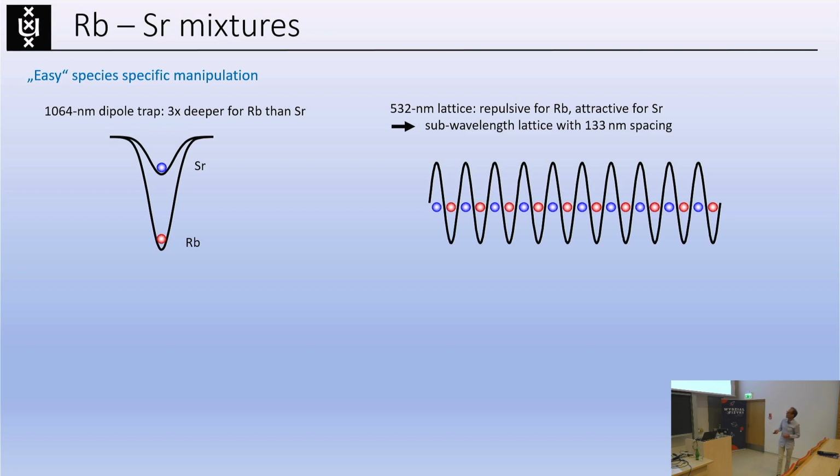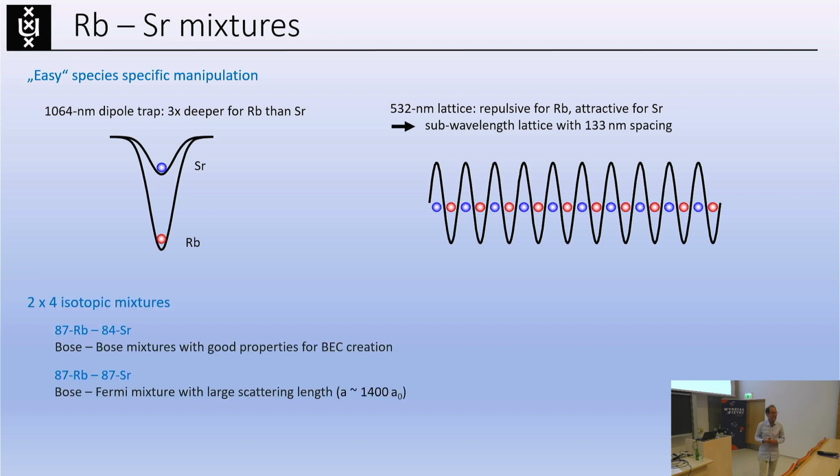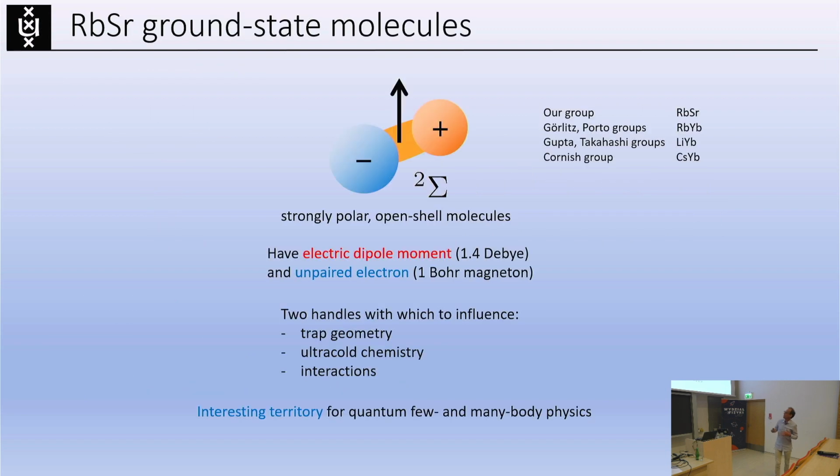So that's interesting. We also have 8 isotopic mixtures, and the ones I'm going to talk about are rubidium-87 with strontium-84. That's a Bose-Bose mixture with which it's very easy for us to make double Bose-Einstein condensates. And we are also using rubidium-87 with the fermionic strontium-87 isotope. And that's very interesting because it has a large interspecies scattering length. And one of the goals since we started on this endeavor was to make rubidium-strontium ground state molecules.